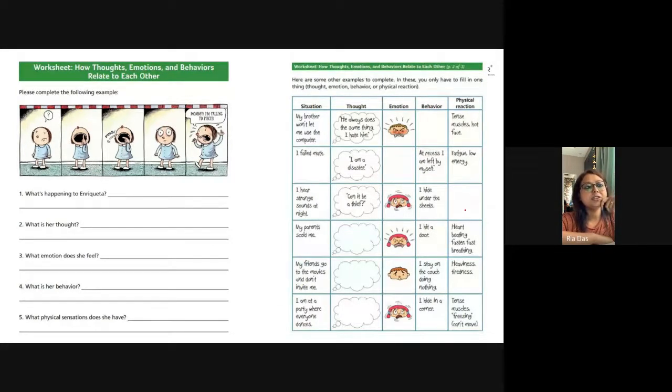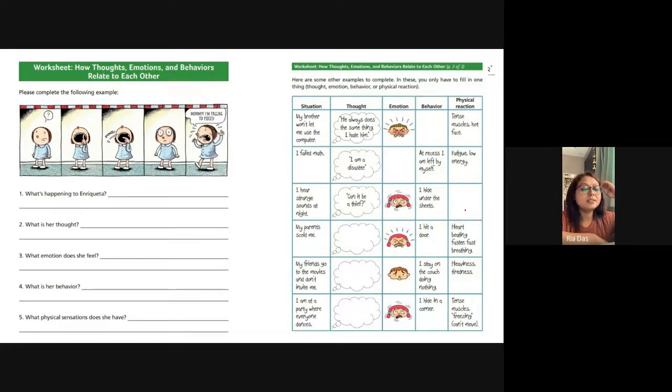The third one, I heard strange sounds at night. Thought would be, can it be a thief? For younger children, can it be a ghost? The emotion is feeling scared. Behavior is I hide under the sheets because I'm scared. And what can be the physical reactions? What can be the physical reaction at this point? Come on, fill it up. Heart beating fast and shivering. Yes, quivering, shivering, losing the voice, feeling so scared, losing the voice.